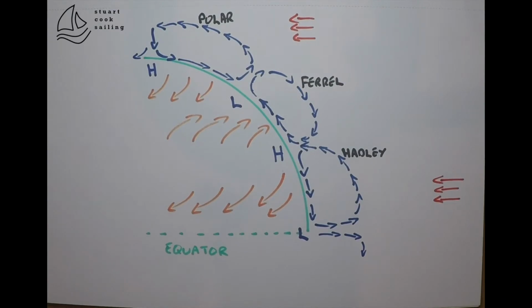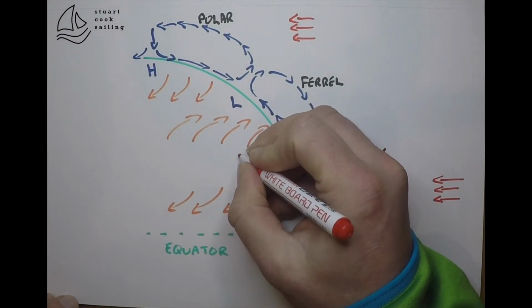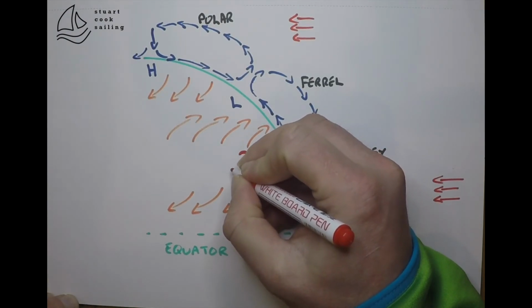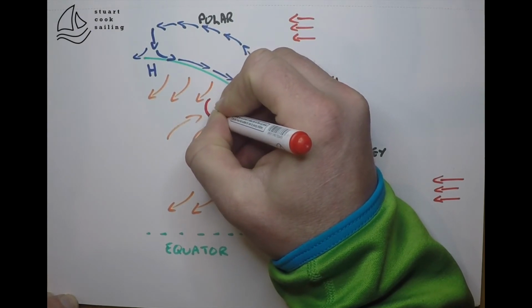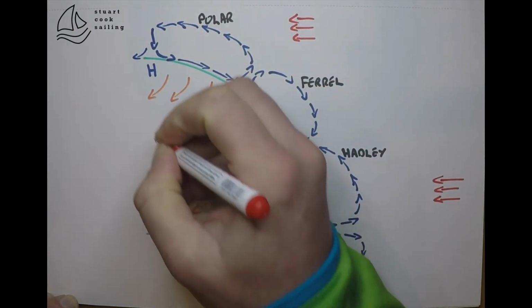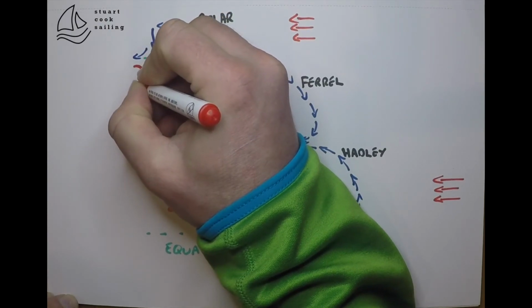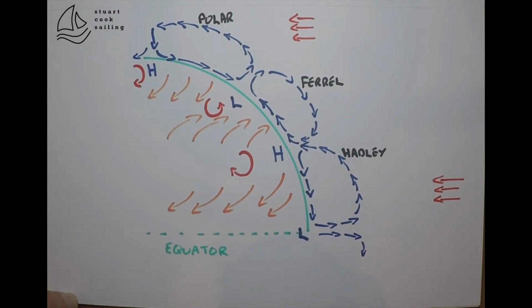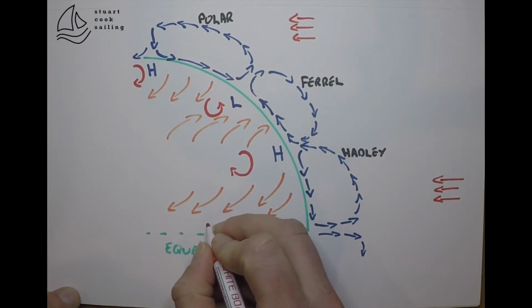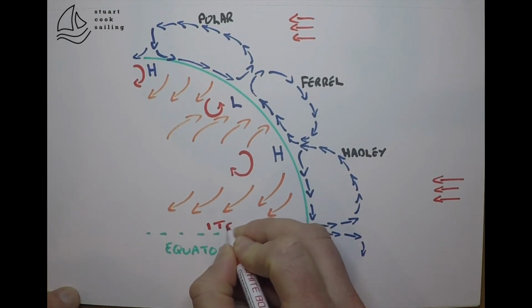And they will all join up and circulate round our clockwise high pressures and anti-clockwise lows. So all we're doing is linking up these different systems here. This area in here ends up being what's known as the intertropical convergence zone, the ITCZ.